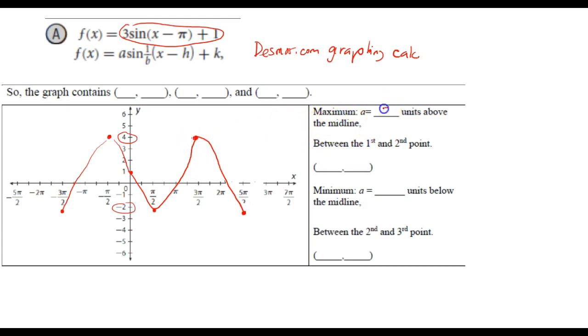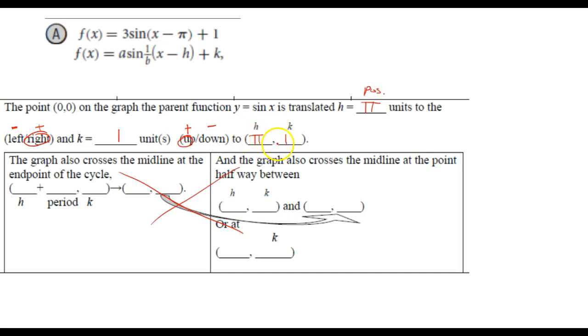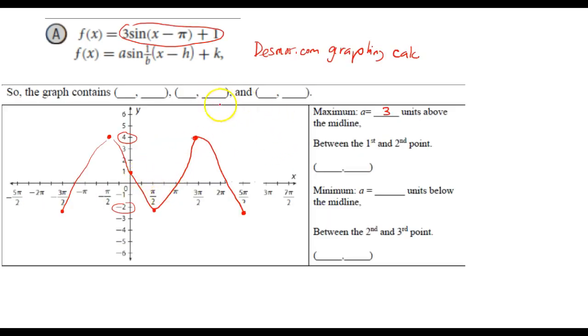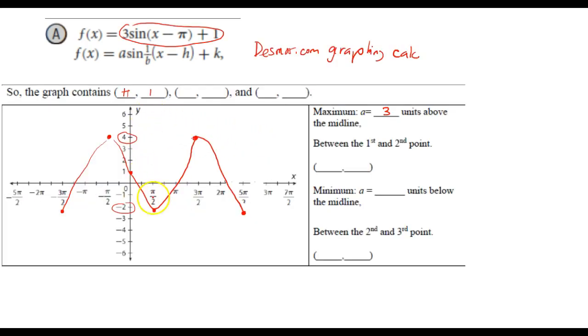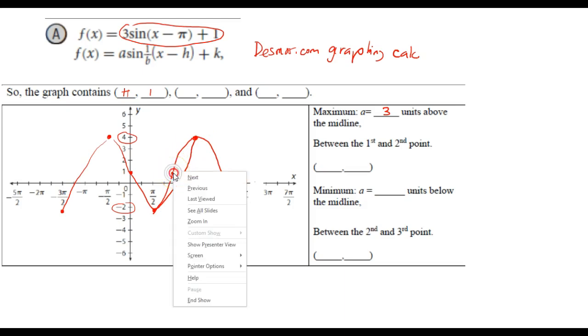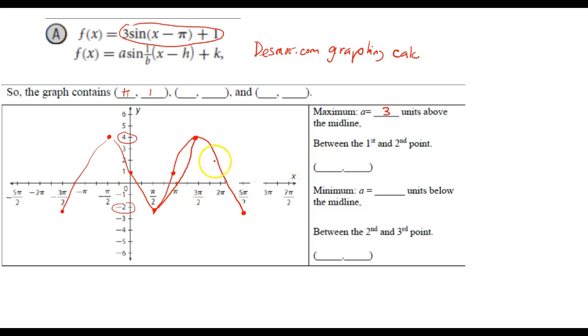But remember, our A value is 3, so it's going to go 3 units above the midline. Alright, so remember our first value is pi over 2. So I'm going to write that in, pi 1, so that way my graph's a little bit better. Alright. Oh, pi 1. Where did you go? There you are. Don't scare me like that.